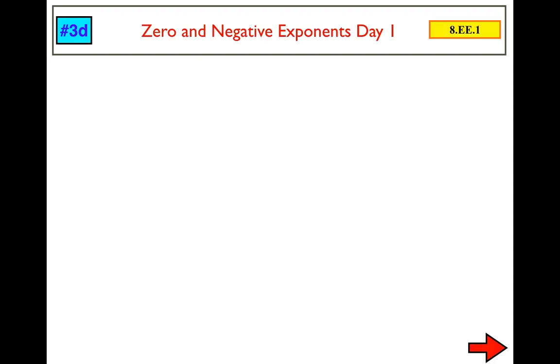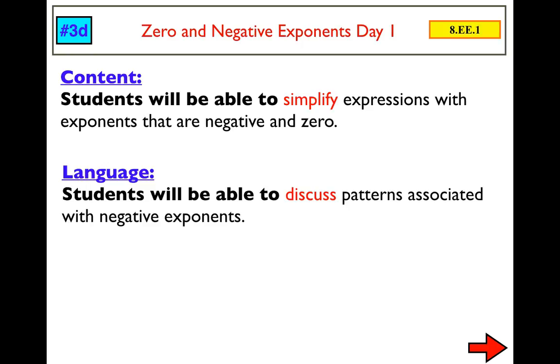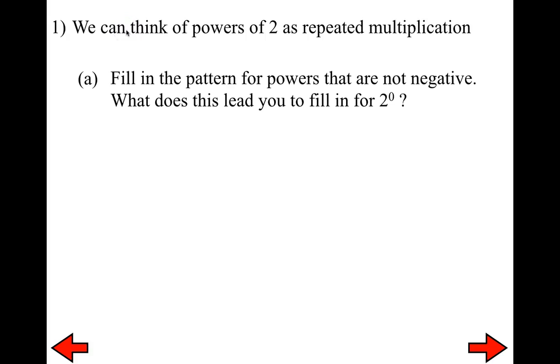Today we're going to be covering zero and negative exponents, day number 1. Content objective: students will be able to simplify expressions with exponents that are negative and zero. Language objective: students will be able to discuss patterns associated with negative exponents. Why am I learning this? Well, it's important for real-world problems like representing the size of something very small, such as the diameter of a white blood cell.